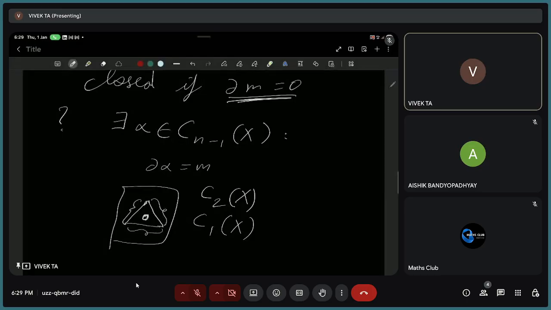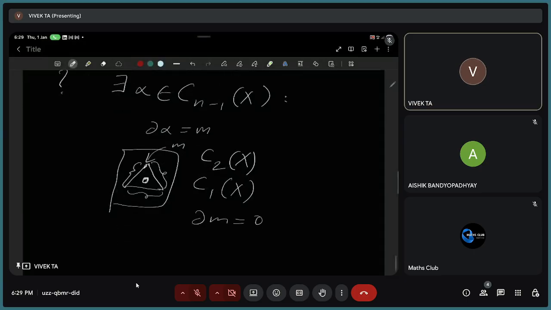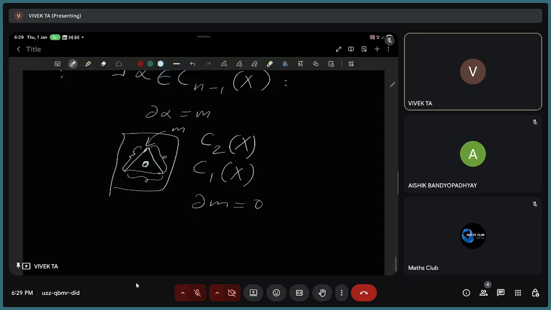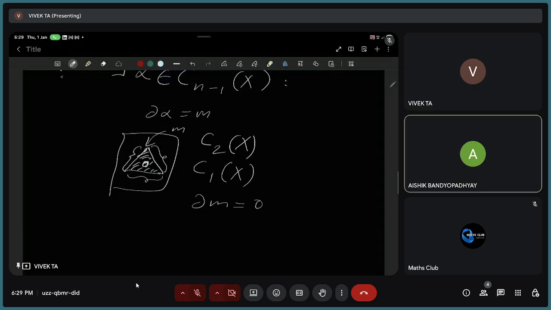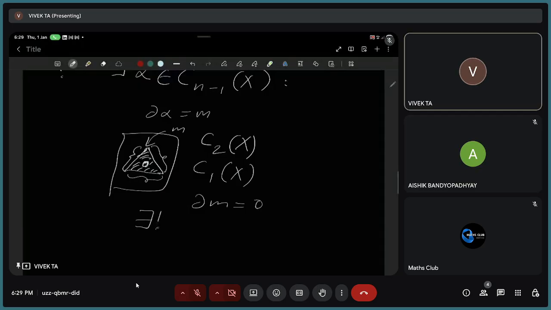This triangle belongs to C1 of x. And if you consider this to be M, del M is equal to 0, of course, because it's a closed triangle. But you can't fill this triangle up, right? You can never fill this triangle up. There is a hole. So there exists no alpha such that del alpha equals M.